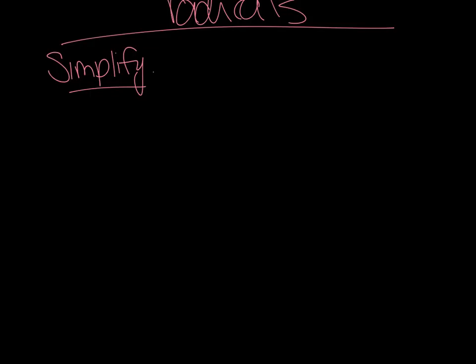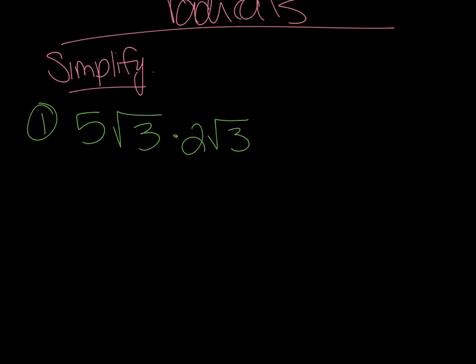Okay, so first one. This is a lot like the ones we did Friday. If I have 5 square roots of 3 times 2 square roots of 3. Who could explain to me, talk me through how we would simplify this? Tara? First, you multiply the numbers outside of the radicals. Okay. And then you can multiply the radicals themselves.